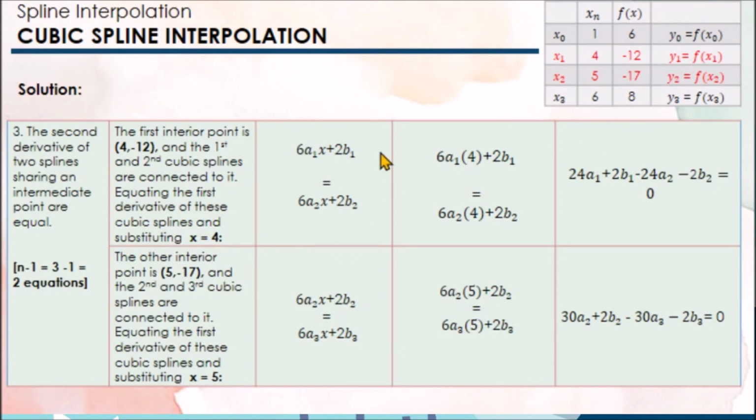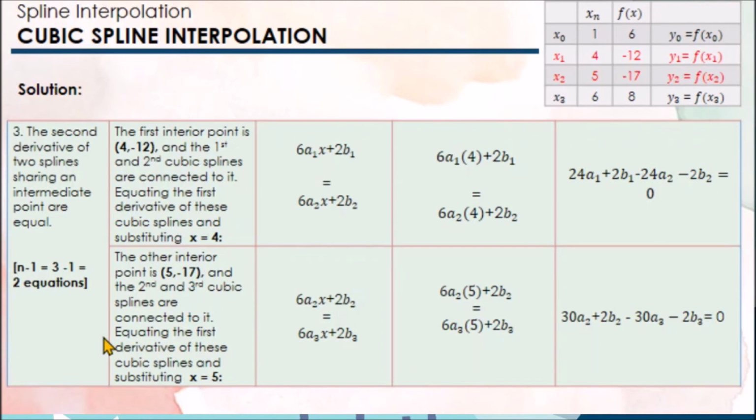So, that is 6a sub 1x plus 2b sub 1 is equal to 6a sub 2x plus 2b sub 2. And substituting our value of x here, so we have 6a sub 1 multiplied by 4 plus 2b sub 1 is equal to 6a sub 2 multiplied by 4 plus 2b sub 2. And then simplifying this one and equating it to 0, we have 24a sub 1 plus 2b sub 1 minus 24a sub 2 minus 2b sub 2.